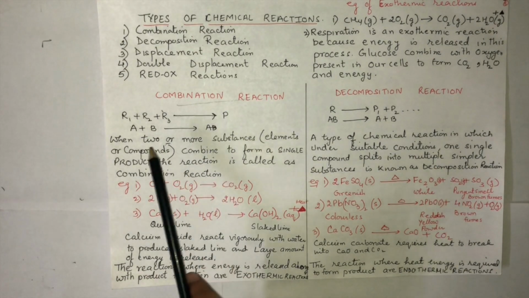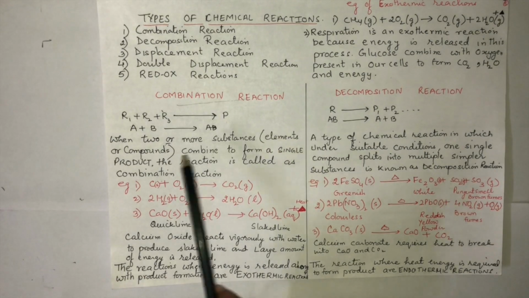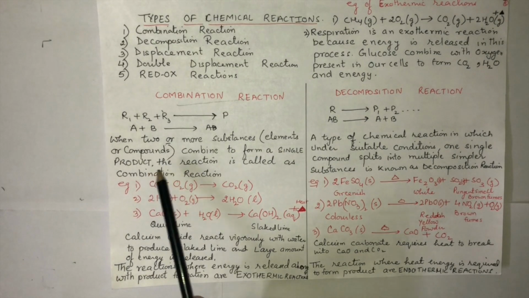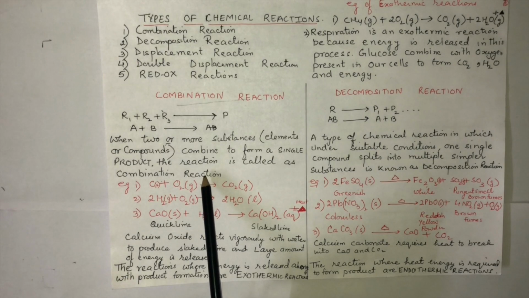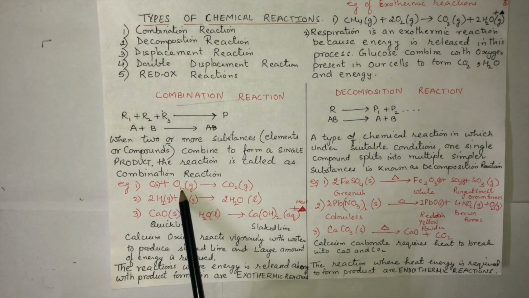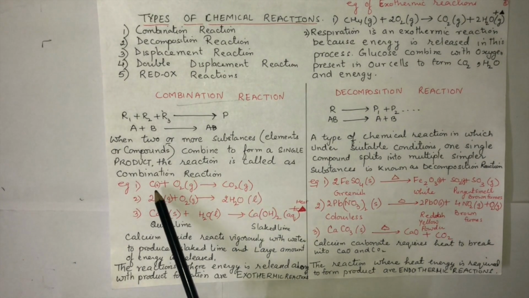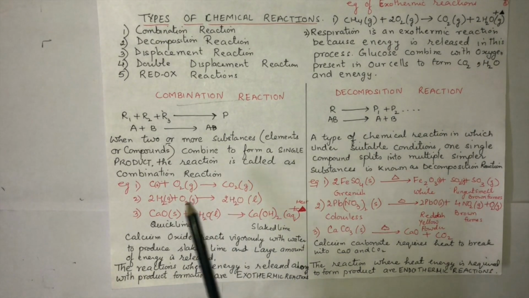So what is the definition? When two or more substances, which can be either elements or compounds, combine to form a single product, the reaction is called a combination reaction. For example, when carbon burns in presence of oxygen, carbon solid burning in presence of oxygen gas gives carbon dioxide gas. Two elements are combining to form one compound, one molecule, one product.